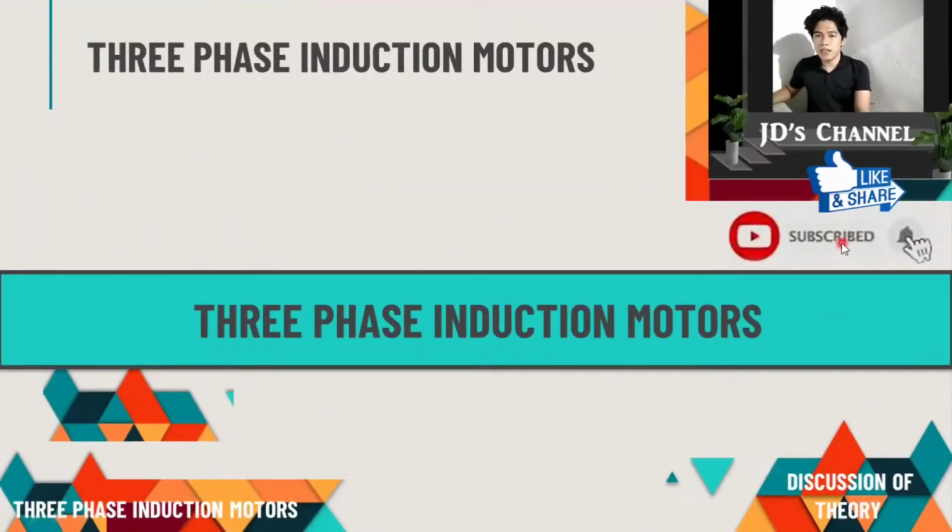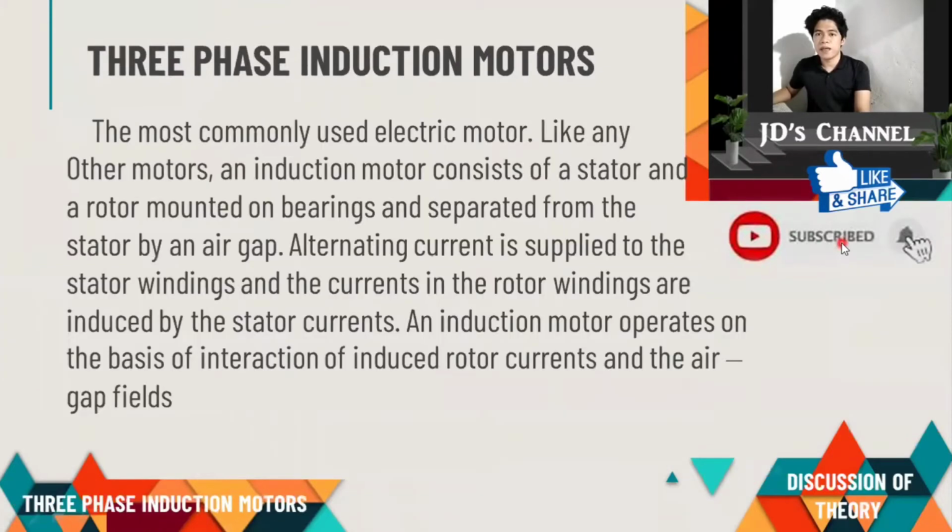Three-phase induction motors. The most commonly used electric motor is the three-phase induction motor. Like any other motor, an induction motor consists of a stator and a rotor mounted on bearings and separated from the stator by an air gap.